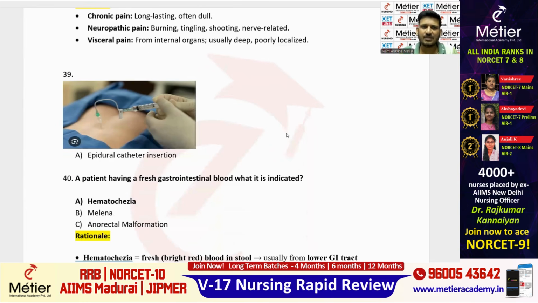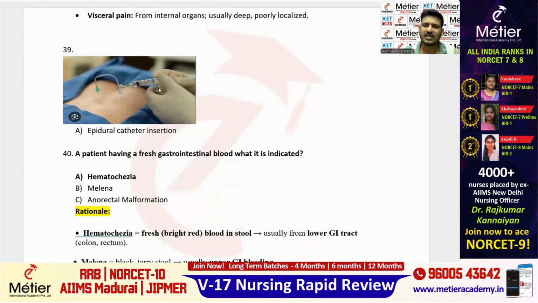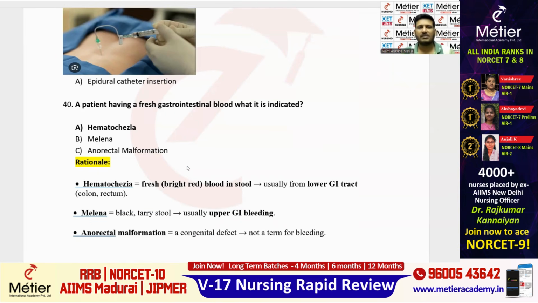Question number 39, an image-based question. You can see the patient is lying in the prone position and a needle is inserted in the epidural space and they are giving anesthesia. So it is coming under what? Epidural catheter insertion.